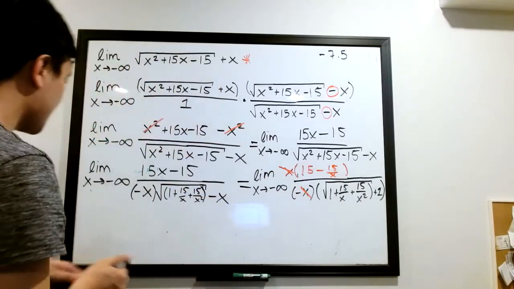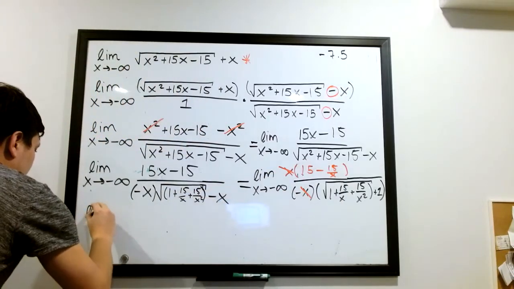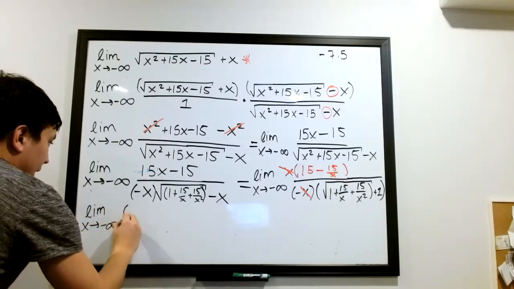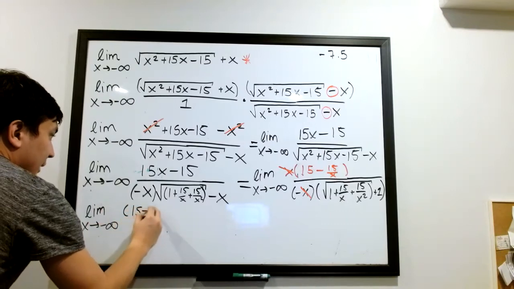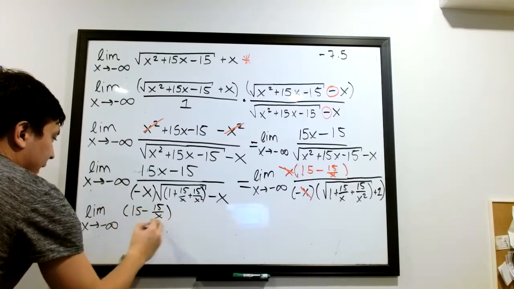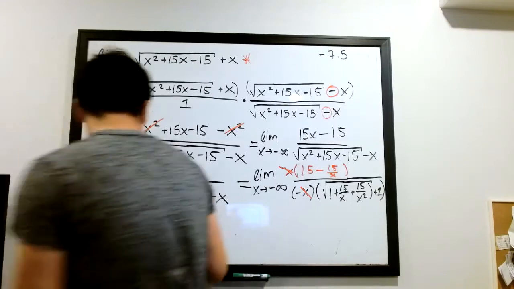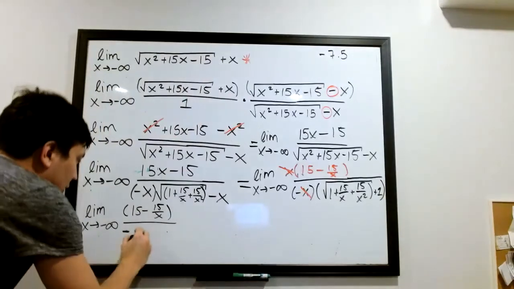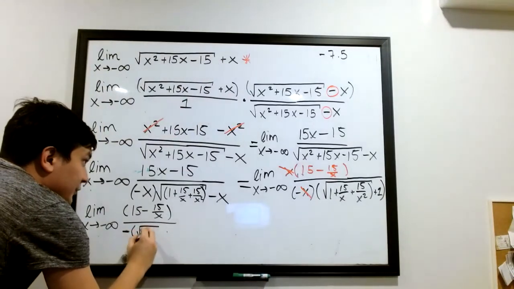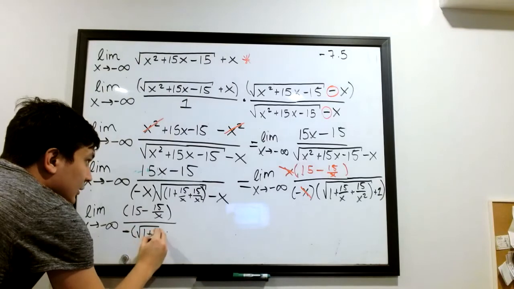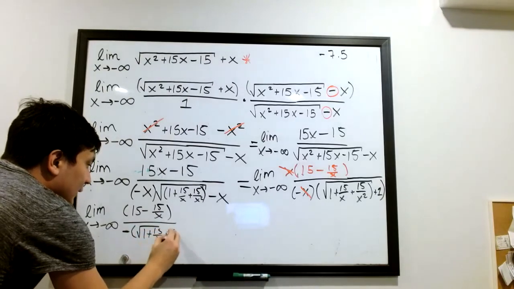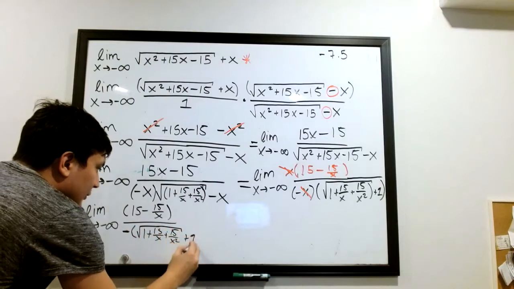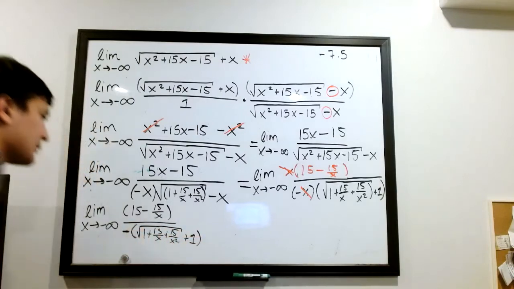So I'm going to rewrite this now. Limit as x approaches negative infinity. And then we have in the numerator 15 minus 15 over x, divided by negative, and then we're going to have the square root of 1 plus 15 over x plus 15 over x squared, plus 1. And this is all in brackets.